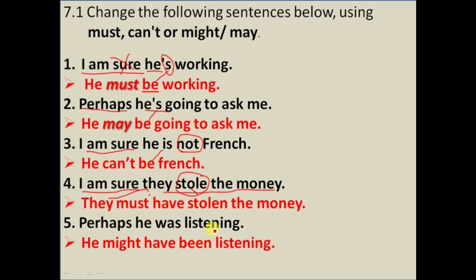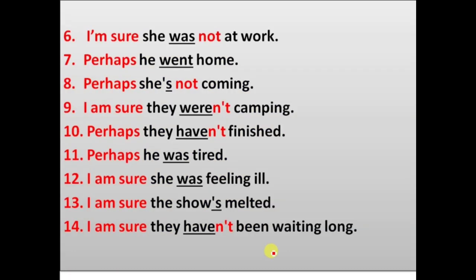Perhaps he was listening. See, perhaps, you are not 100% sure. And the sentence is positive. Therefore, may or might. He might. See here, was is past. Therefore, we have to change it into have been, or have plus V3. Have and the V3 form of was is been. So he might have been listening.